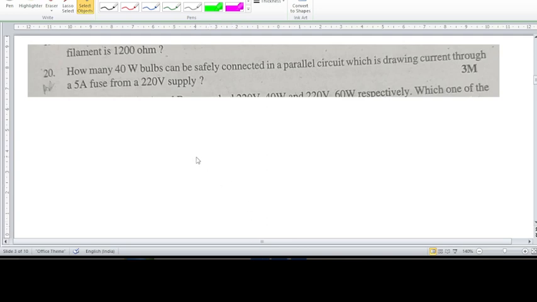Now, the next question which we have is: there are 40 watt bulbs. How many 40 watt bulbs can safely be connected in parallel?